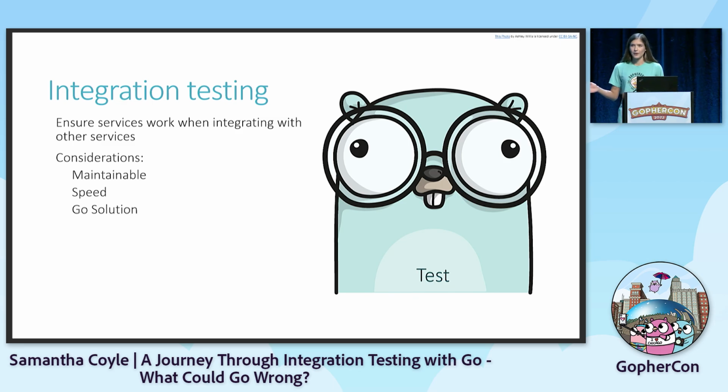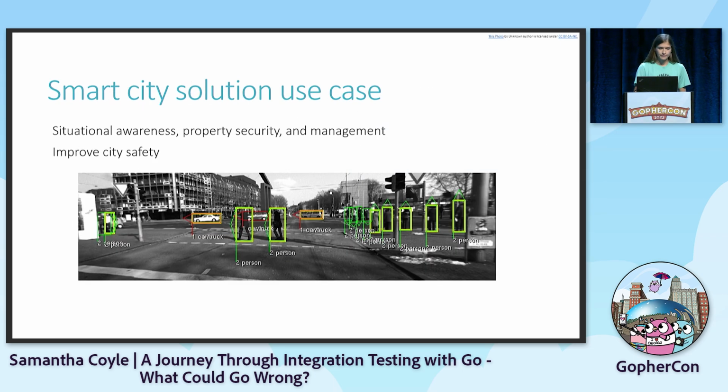From there, we're at GopherCon, so we'll be talking about some Go packages naturally. And we'll wrap it up, right, and talk about those release requirements that our team had for our integration testing journey, which is two pieces, right? Integration tests, and then our test report. So the use case we'll be covering here is a smart city. And our team wanted to focus on that situational awareness to improve city safety.